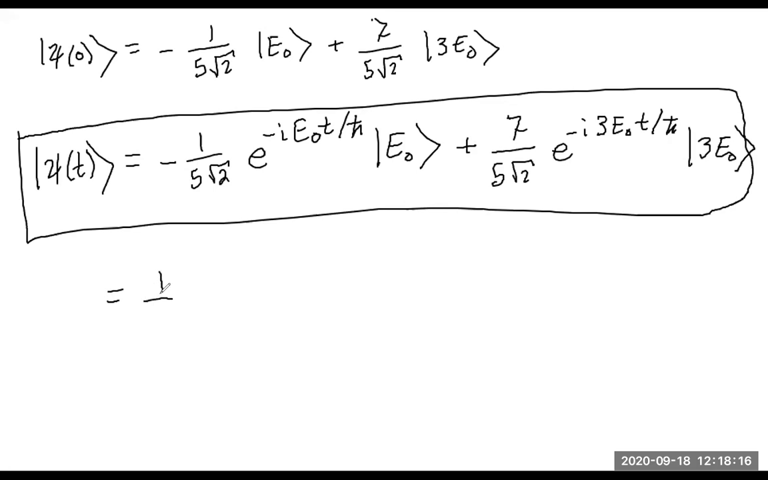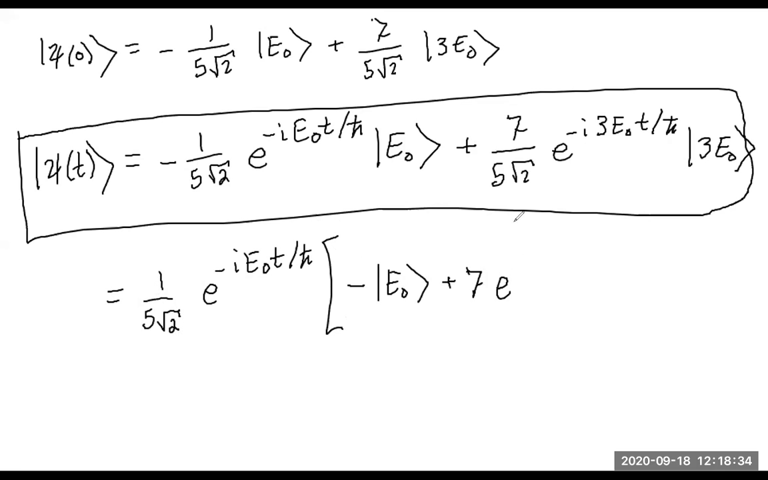I am going to factor out a 1 over 5 square root 2 e to the minus i E naught times time over h bar out of all the terms. So this becomes minus the state E naught, and this becomes plus 7. I've already factored out one of these, so this becomes minus i 2 E naught time over h bar, times the 3 E naught state. Writing it this way is going to make my life significantly easier. Next, I'm going to write it back in the matrix notation.